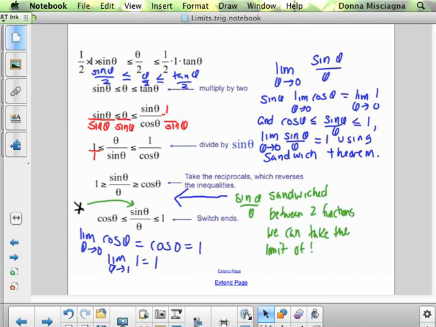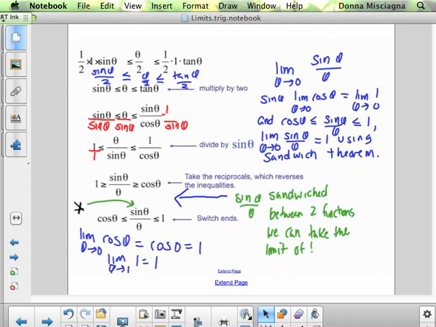Now it looks weird to have it be greater than, it just looks icky, right? So let's just switch the order. Switch the ends so that it looks like what we're used to. So cosine theta is less than or equal to sine theta over theta, which is less than or equal to 1. Now we've got something we can work with. Now we can proceed with the sandwich theorem.